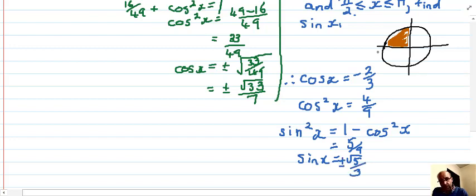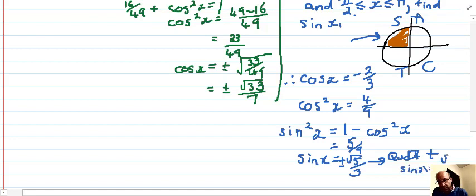Now, restricted domain, from your other maths methods that you would have learnt in year 10 and 11, we are only looking for sine as a positive, so no negatives. So basically, it's the positive answer only. So quadrant 2 basically means positive only for sine, so sine x is positive root 5 on 3.